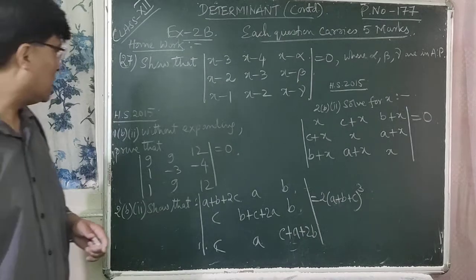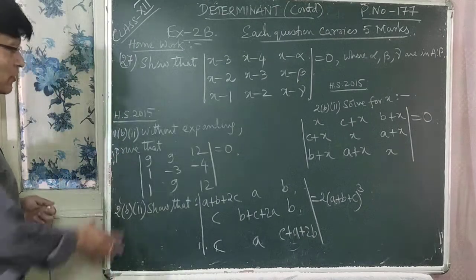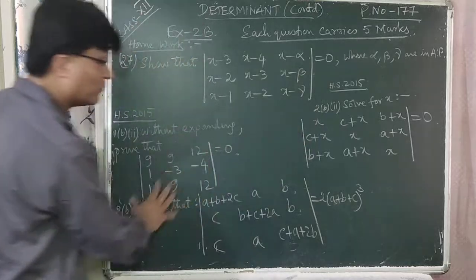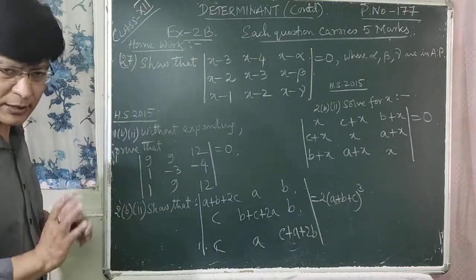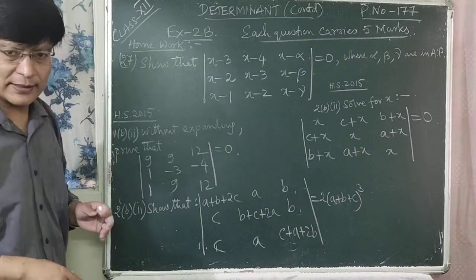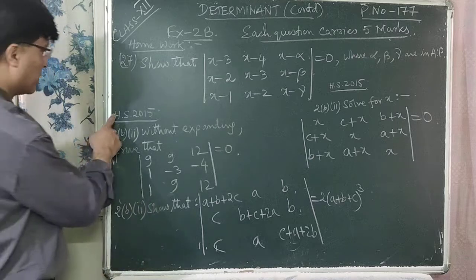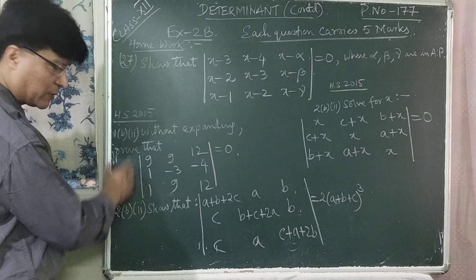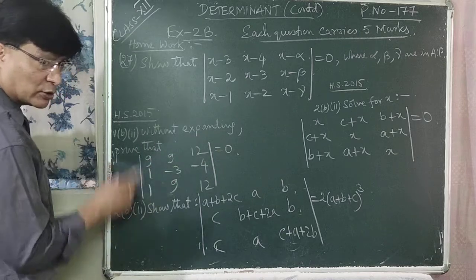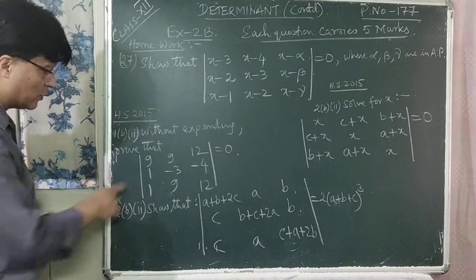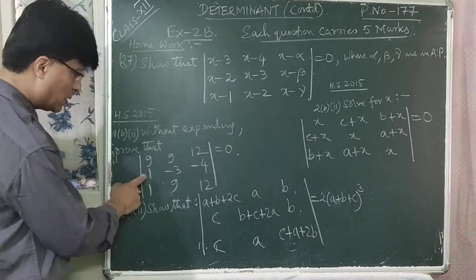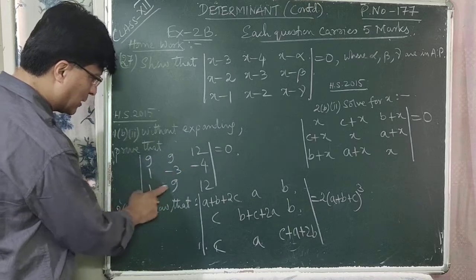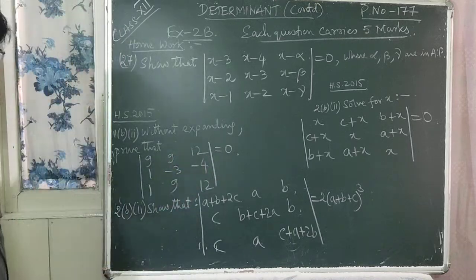Okay. Now this is from HS 2015. These are from HS 2015. Actually, I think you have done it. Again, revise it. HS 2015, 1B number 2. Without expanding, prove that this determinant is equal to 0. Thorough without expanding. You cannot expand it. What is the first row? 9, 9, 12. 1, minus 3, minus 4. 1, 9, 12 is equal to 0. Without expanding, you have to prove it.